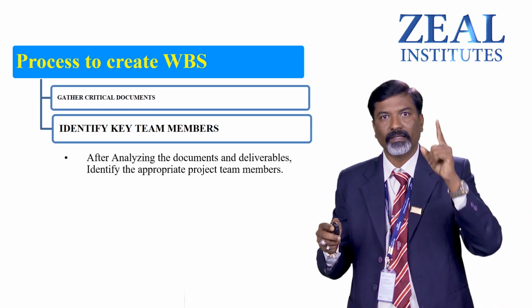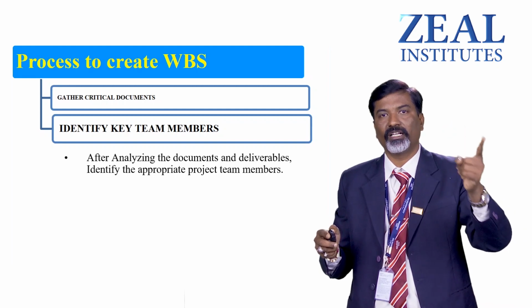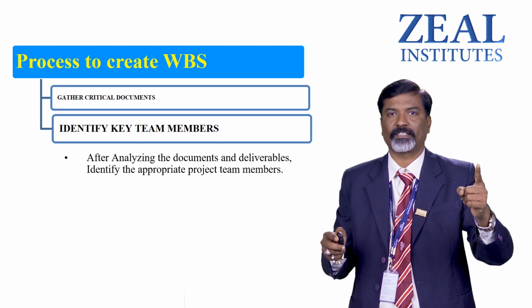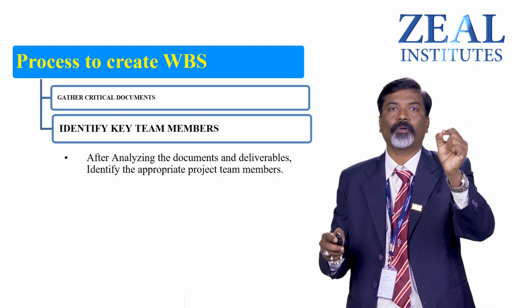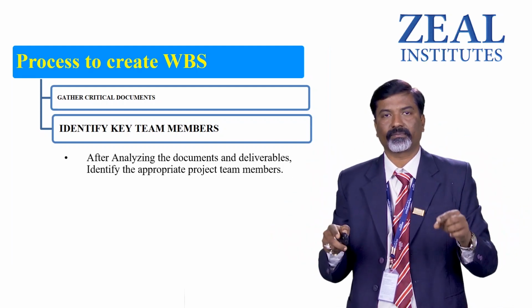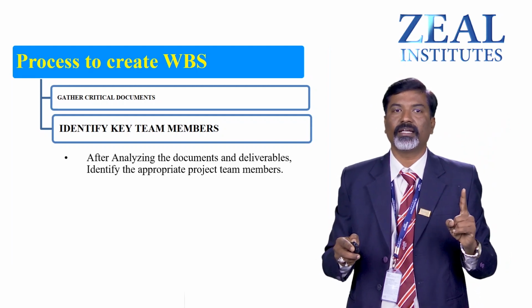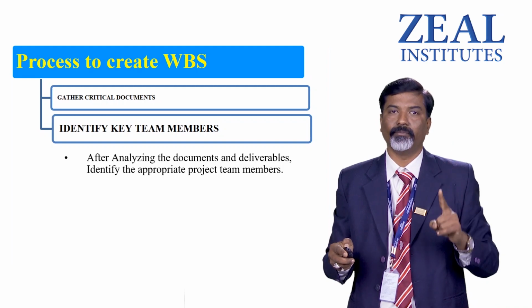So that's why the second important activity is that once you identify the task and the documents supporting it, you have to select appropriate team members so that they can complete the task as per your expectation, as per your schedule, and as per your budget. So the second activity is identifying key team members.